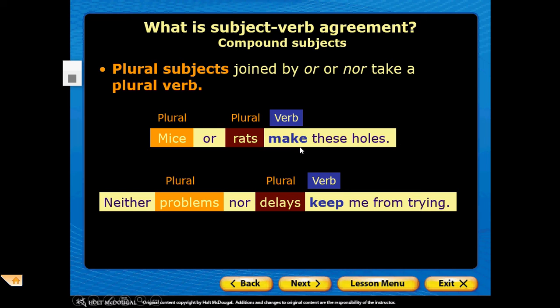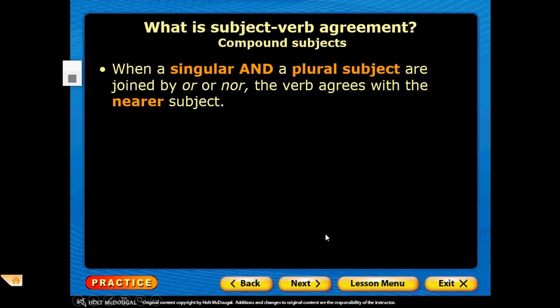So mice or rats make these holes. Yeah, the same rule applies to neither/nor. So neither problems nor delays. So I'm talking about more than one problem. Yes, very good. But the problem is not here.